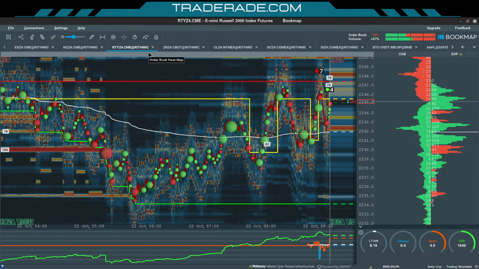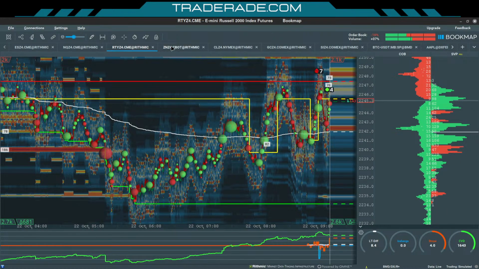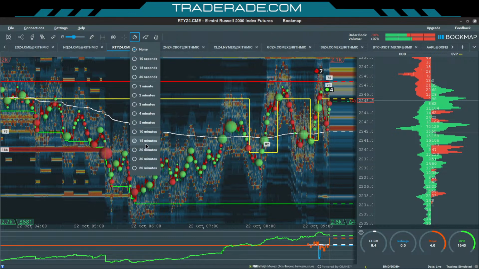And I think that does have to do a little bit with the Russell being the preferred hedging instrument of so many institutions. So if they're getting out of some of their longs and they're flattening their book in the NASDAQ, they're also covering some of their shorts in the Russell. So that may explain some of what we're seeing this morning.